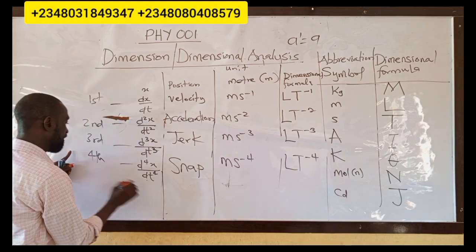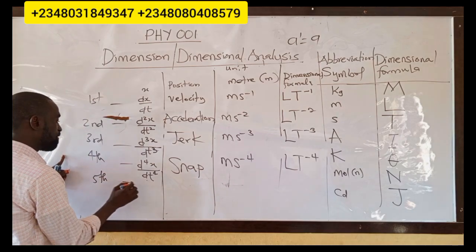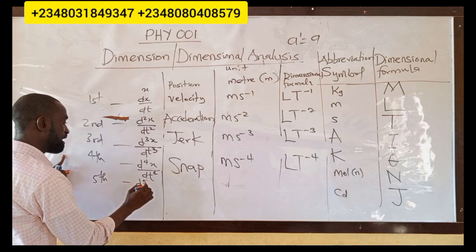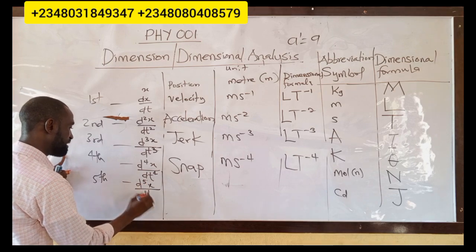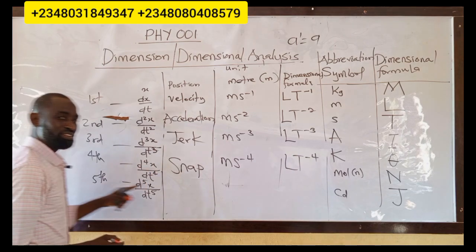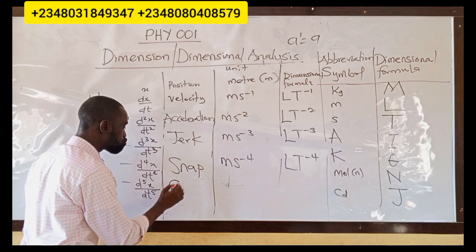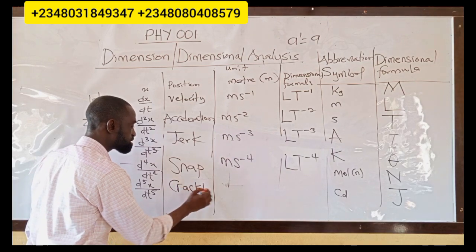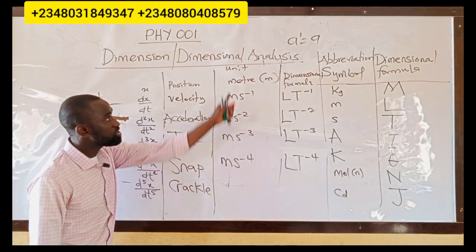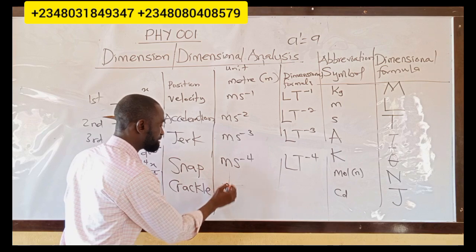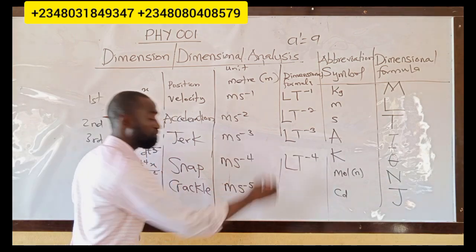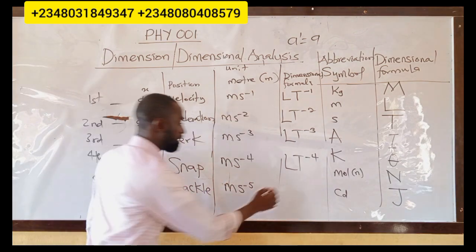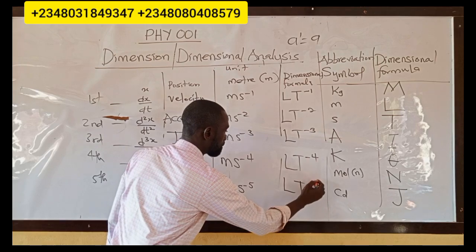So for the fifth derivative, we have the fifth x all over the t raised to power 5. This one is what we call crackle. Okay? What is the unit? Meters per second raised to power 5. What will be the dimensional formula? L t raised to power minus 5.